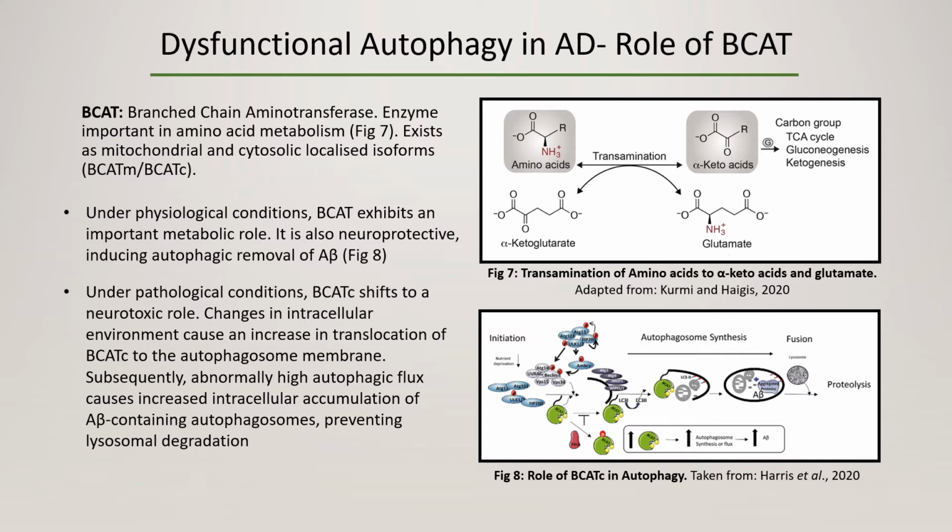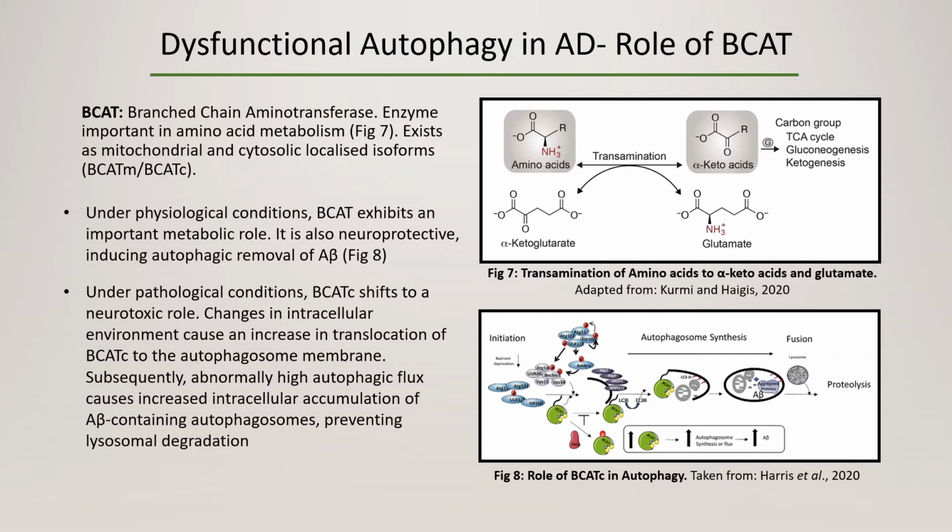Even more specifically, we look at the potential role of the protein BCAT, Branched Chain Aminotransferase, in autophagy and thus AD. Ordinarily, BCAT exhibits an important metabolic role, seen in Figure 7, catalyzing the transamination of amino acids. It is also neuroprotective, initiating autophagic A beta clearance. The protein exists as two localized isoforms, mitochondrial and cytosolic.